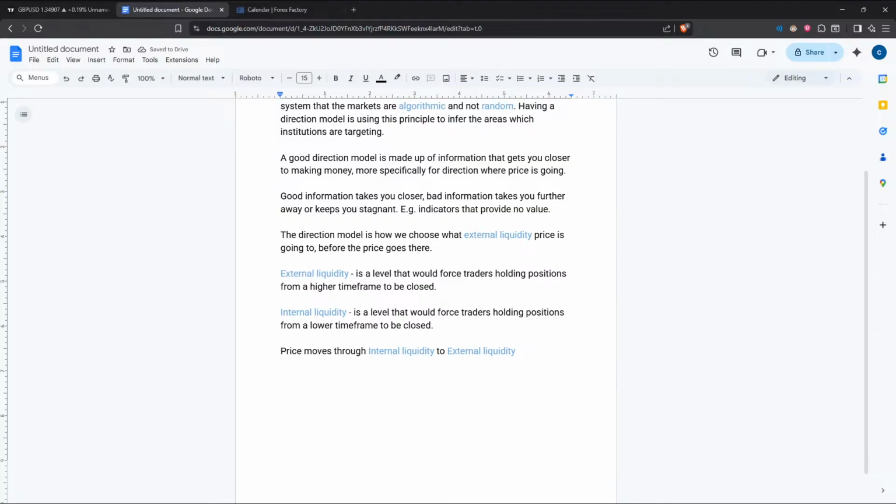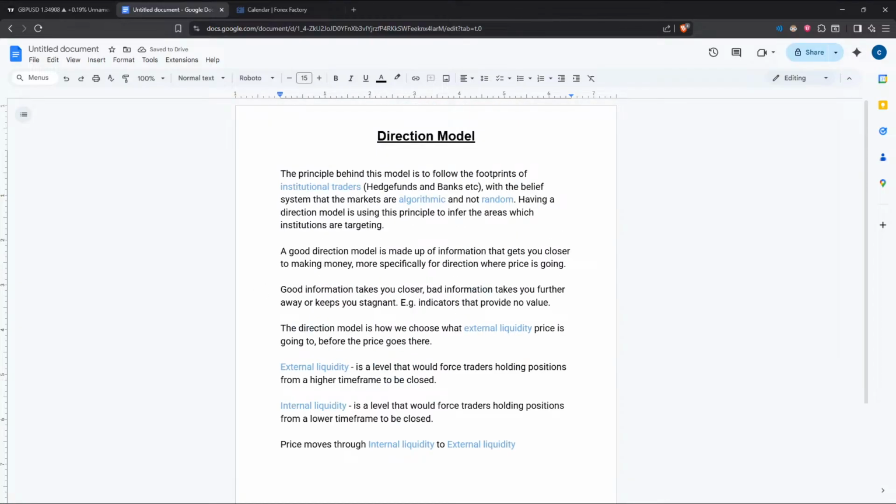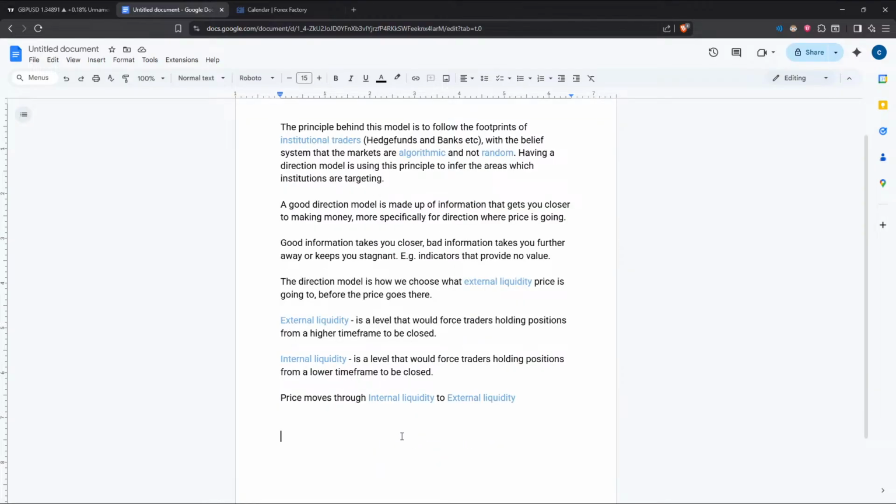So now we've kind of explained what a direction model is, why we need one, and some keywords, right? So now we want to go through how price actually does it. So the first thing that we need is to mark this up. So we're gonna take this, separate this to then be actionable steps.